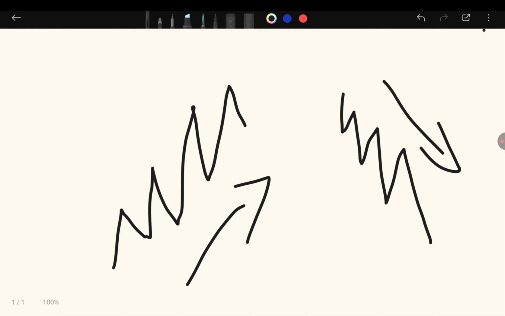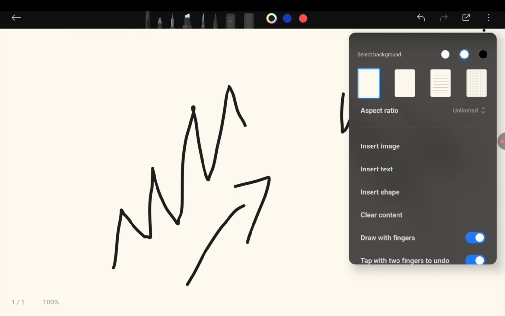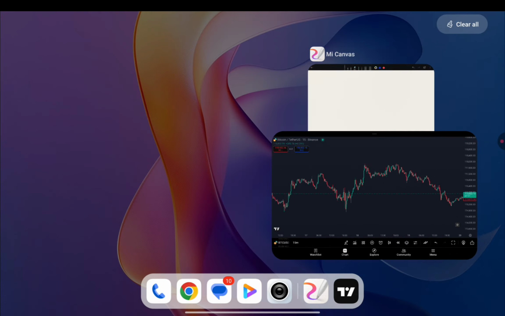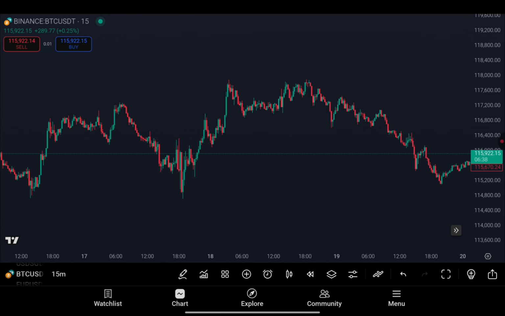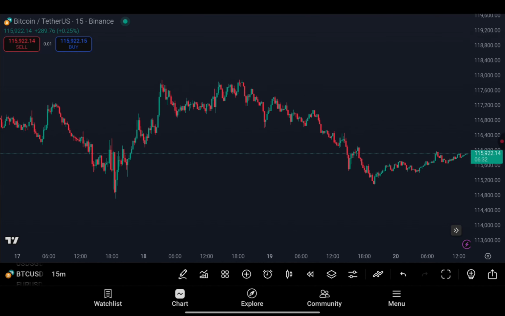You're obviously supposed to trade with the trend. It's always advised not to ever go against the trend anytime you are trading, right? So this is basically what you're going to apply in this strategy to know exactly how this works.